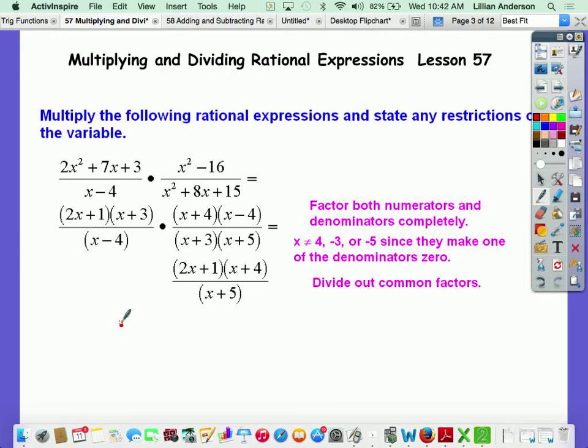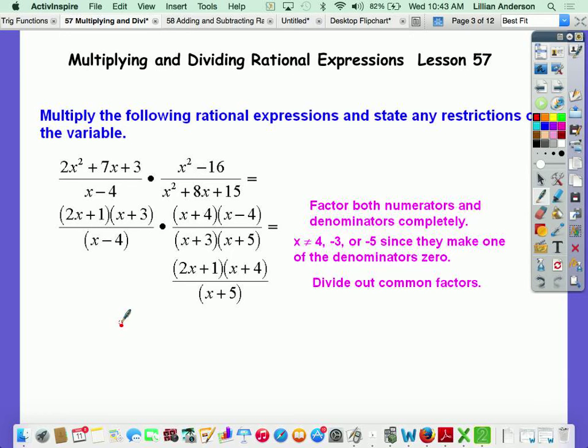X cannot equal 4. 4 minus 4 will give me 0. So x cannot equal 4. X cannot equal -3. And x cannot equal -5. All three of those numbers would make one of these fractions a 0 in the denominator, making it undefined. So it's just like finding the 0 of the denominator. Yeah, okay? So before you start canceling stuff out, once you get into the factor form, state your restrictions and then cancel.